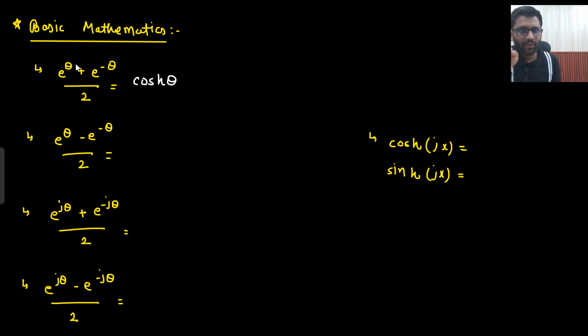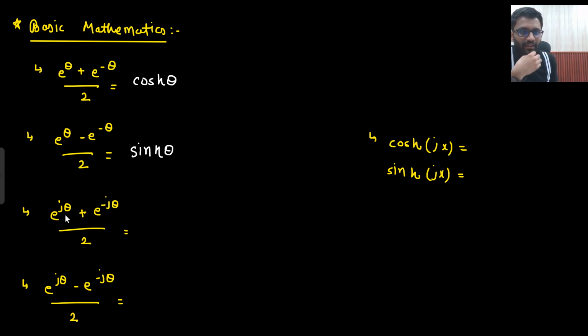So e to the power theta plus e to the power minus theta divided by 2 is cos hyperbolic theta, and e to the power theta minus e to the power minus theta divided by 2 is sin hyperbolic theta. Just remember it. What do you mean by hyperbolic function? I am not going to waste time on that, otherwise it will take 2 more hours, and it will not be useful even in engineering mathematics. If it was useful, then certainly I would have spent some time. But no use there.